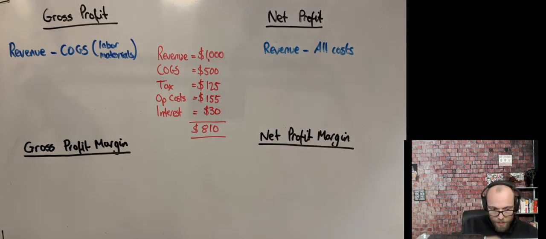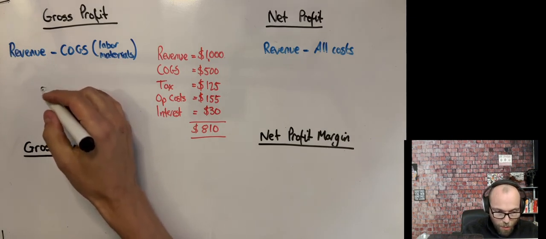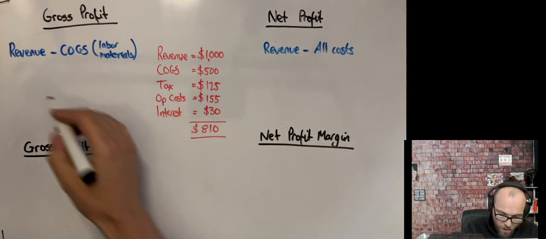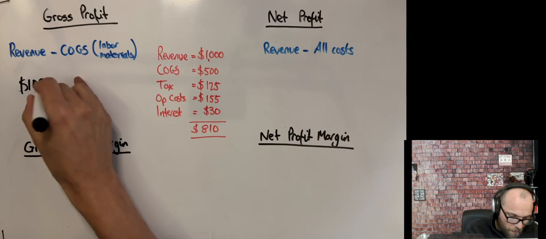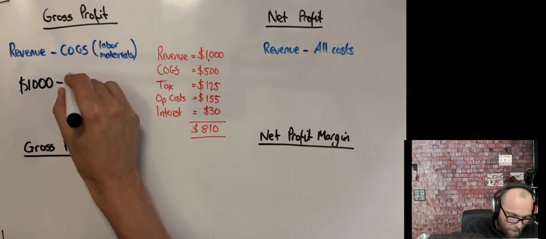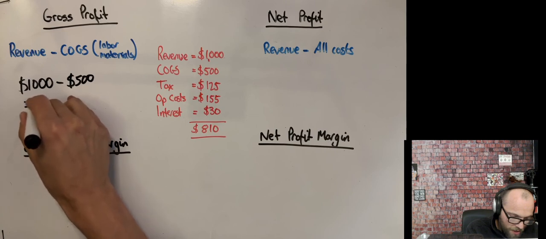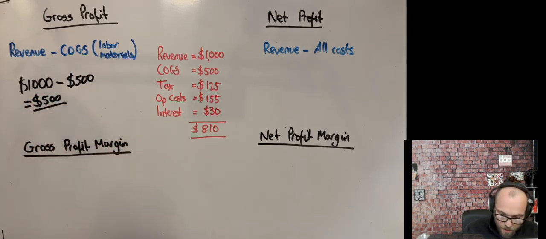So to calculate these is really simple. To calculate your gross profit, this is very simple. It's revenue minus cost of goods sold. So we've got some markers on here. So revenue is 1,000. So it'll be 1,000 minus 500, which equals, in this case, very simple maths, $500.